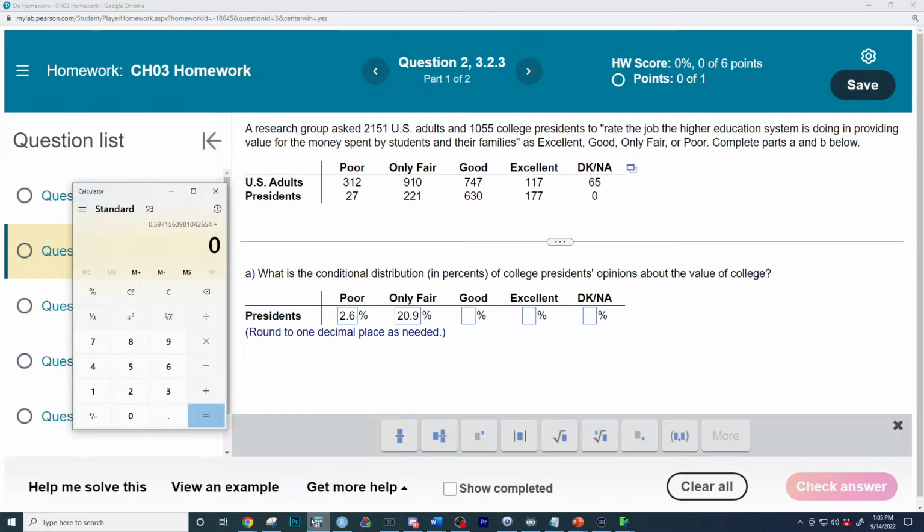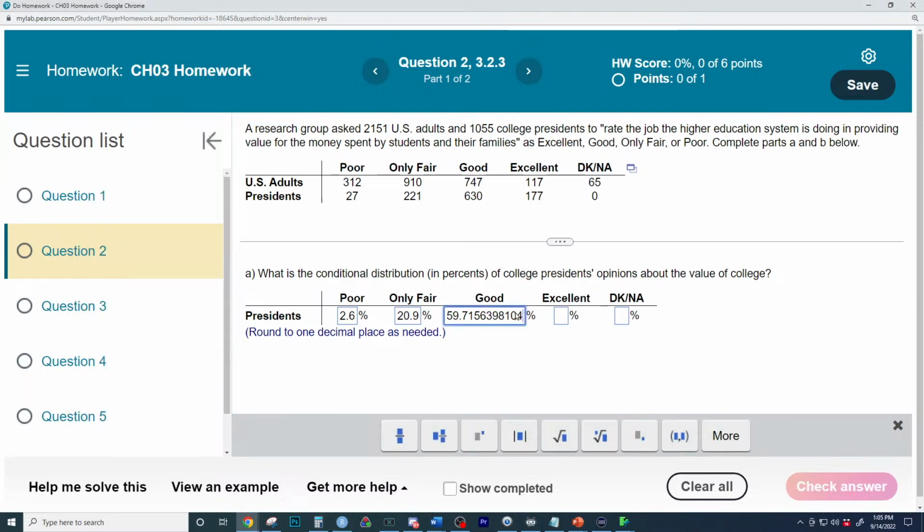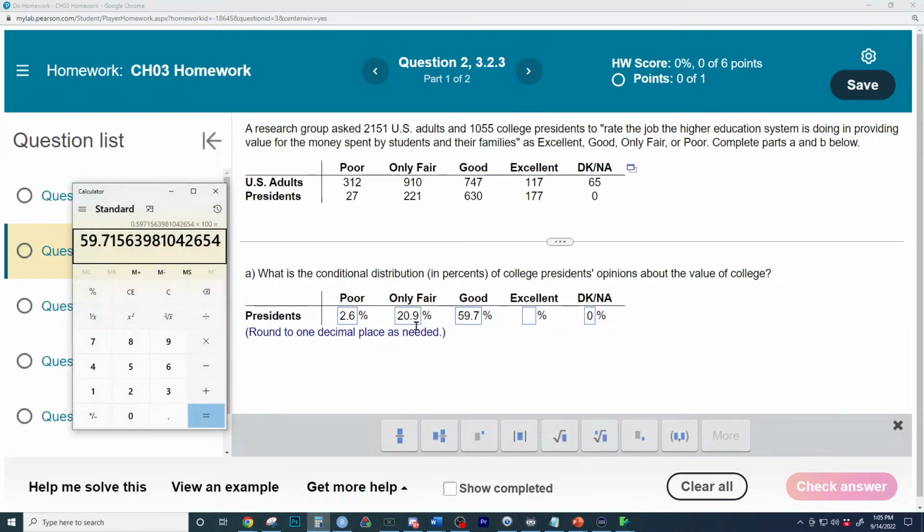Oh my gosh. 630 divided by 1055 times 100. Almost there. Look at this one. This one's easy over here. 0 divided by 1035. Now 177 divided by... Remember to subtract.